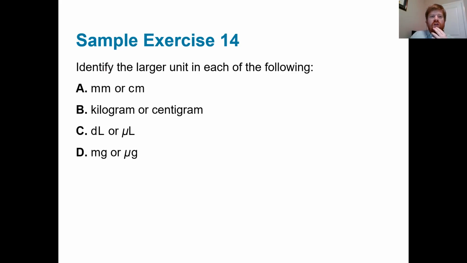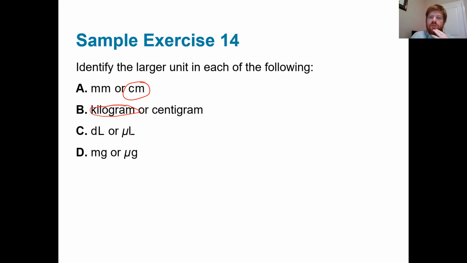Okay, let's take a look here. So we have millimeter versus centimeter. Which one is bigger? Well, a millimeter is 1/1000th of a meter. A centimeter is 1/100th of a meter. 1/100th is bigger than 1/1000th, so centimeter is bigger. Kilogram versus centigram. No question here, right? A kilogram is 1,000 grams. A centigram is 1/100th of a gram. So a kilogram is way bigger.